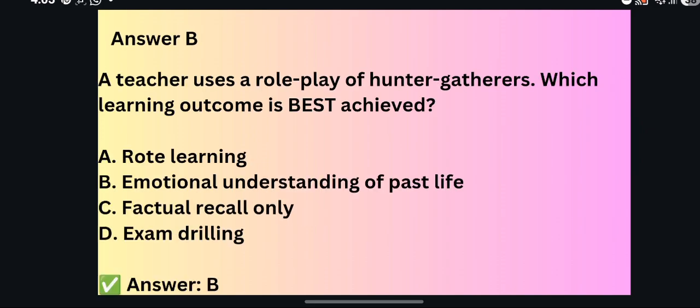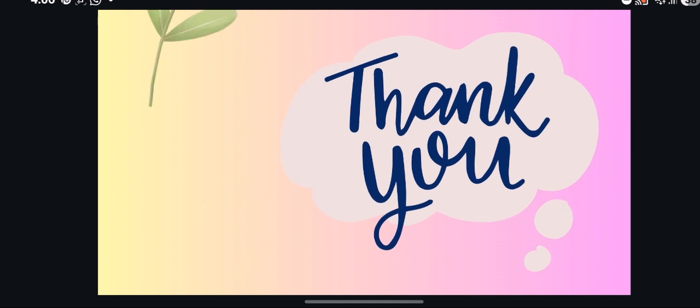A teacher uses a role play of hunter gatherers. Which learning outcome is best achieved? Rote learning, emotional understanding of past life, factual recall only, exam drilling. Obviously, we know the answer is option B, emotional understanding of past life.